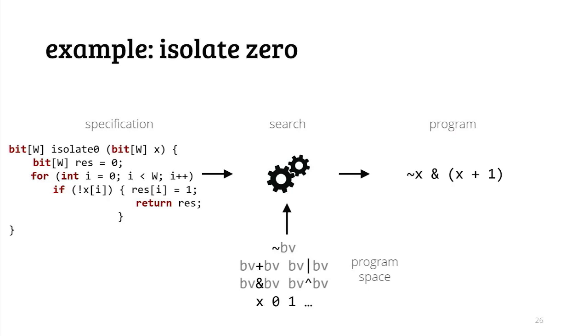Okay. So basically, Sketch can synthesize this program from this specification, right? But the question is, how does it do that?